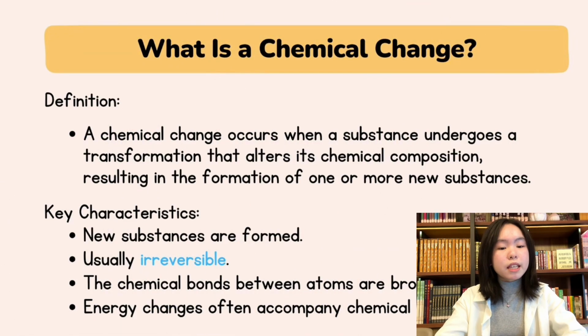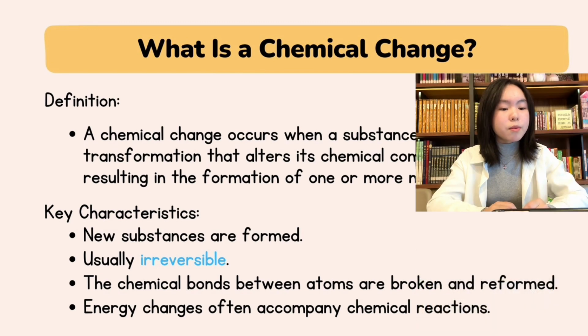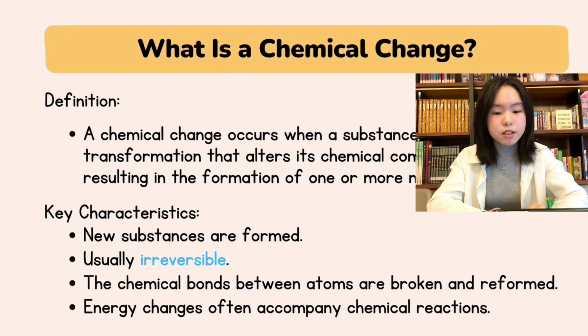As the experiment and the short play conclude, we move on to the second one, chemical change. A chemical change occurs when a substance undergoes a transformation that alters its chemical composition, resulting in the formation of one or more new substances. Chemical reactions are processes in which new substances are formed. These reactions are usually irreversible, meaning that the original substances cannot be easily recovered once they have reacted.